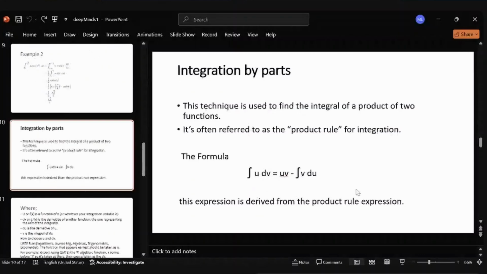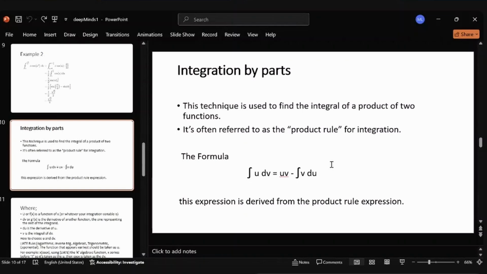Then the other technique is integration by parts. It is used to find the integral of a product of two functions. It is derived from the product rule in differentiation. If you integrate the expression of the product rule in differentiation, we get this expression of integration by parts. And this is the formula.